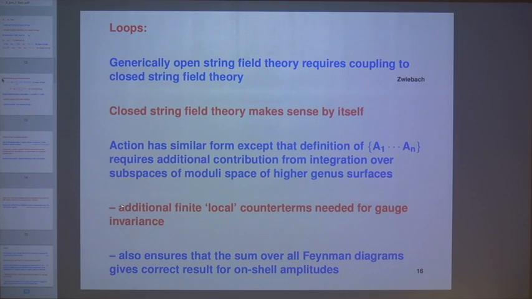But we can understand these additional terms that we need at the loop level as finite local counter terms that are needed for maintaining gauge invariance. Okay, so these are not infinite counter terms, but these are finite local counter terms that you have to add, because the integration method is not gauge invariant. And the same counter terms also ensure that the sum over all Feynman diagrams at the loop level gives the correct result for on-shell amplitudes, by integrating over the full moduli space of Riemann surfaces.